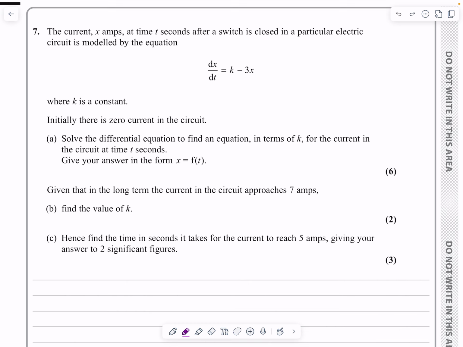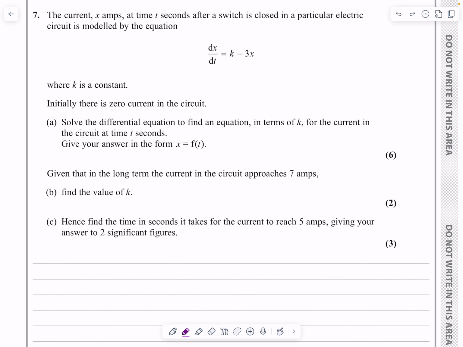It says the current x is modelled by this equation: dx by dt is equal to k minus 3x. k is a constant. It tells me initially there is 0 current, so when I've done my integrating, that's going to be t equals 0, x equals 0 in this case. Part A, solve the differential equation. Yeah, I can do that, just integrate by separating the variables.